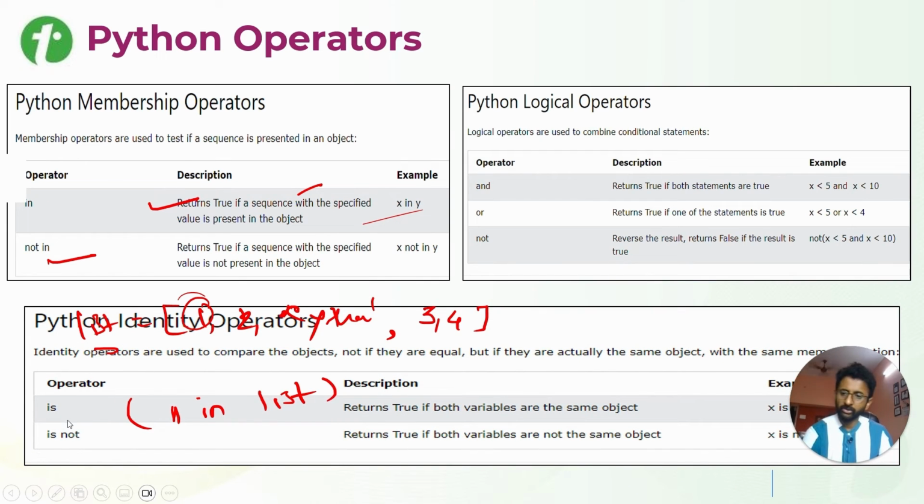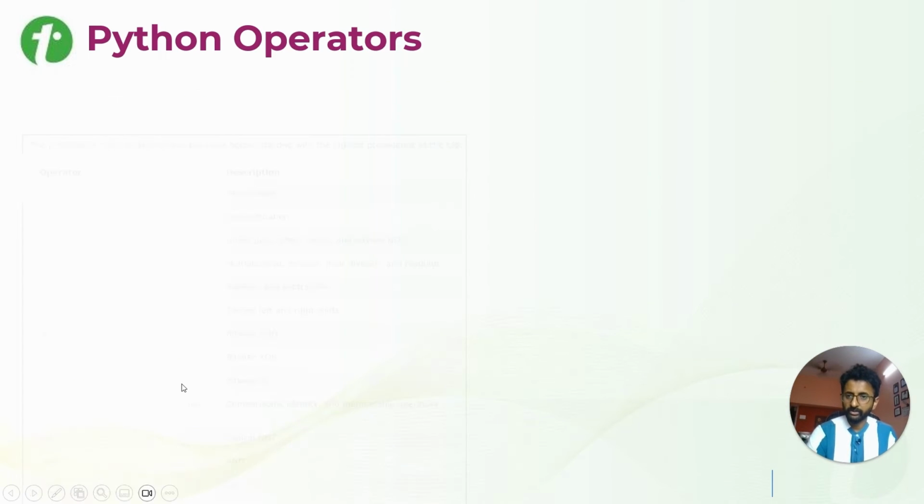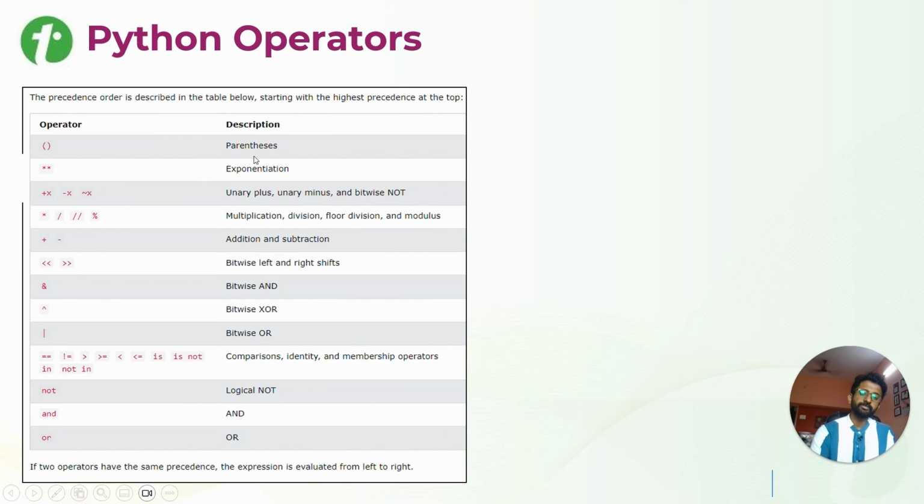Similarly, we have the identity operator, given by is or is not. That means if these are the same, return true. If not, then it will return false.